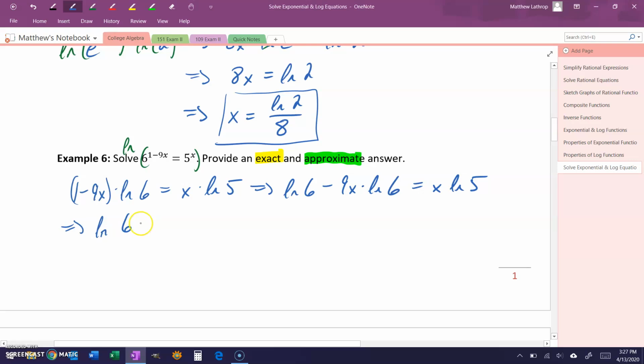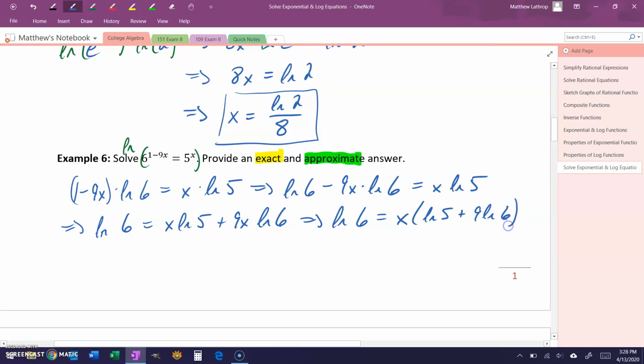So we'll leave natural log of 6 where it is, and subtract 9x natural log of 6 to the right-hand side. And then from there, factor out that x that's common on the right-hand side, leaving us with x times the quantity natural log of 5 plus 9 times the natural log of 6. And then we can divide both sides to get x isolated by itself equal to the natural log of 6 over the natural log of 5 plus 9 times the natural log of 6.